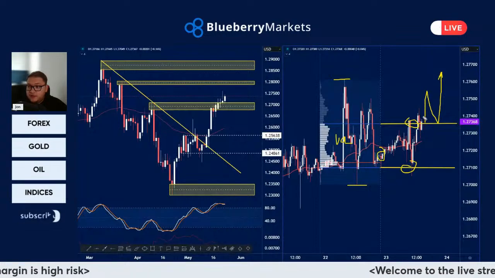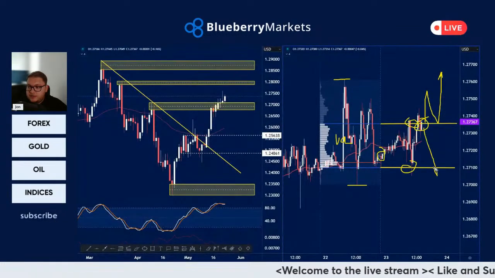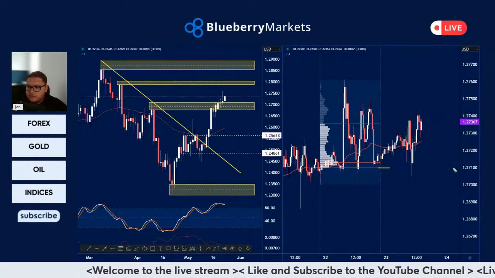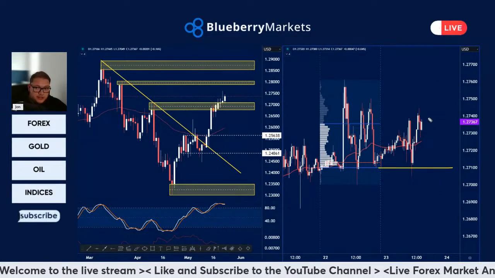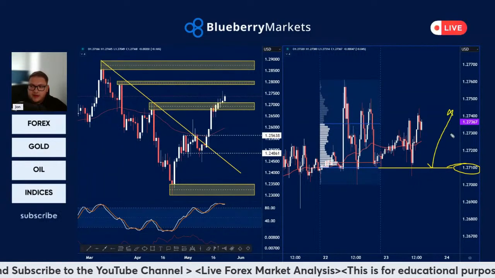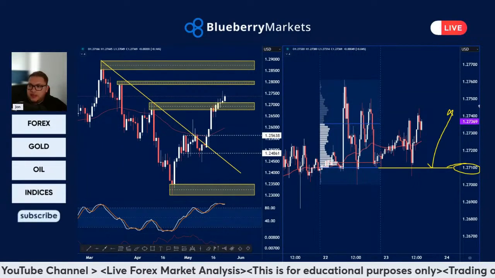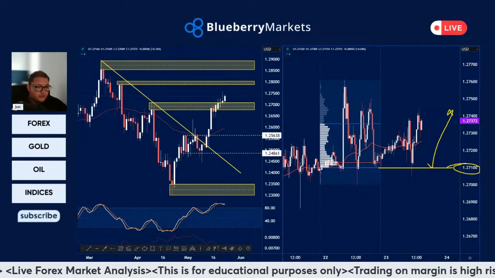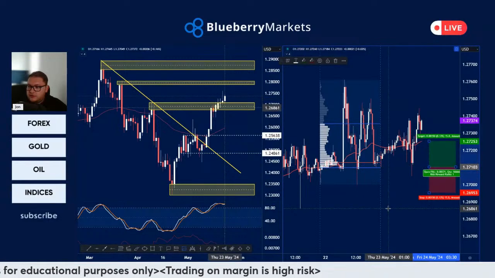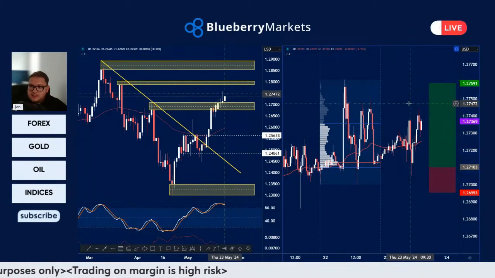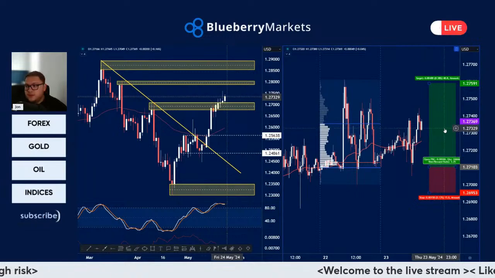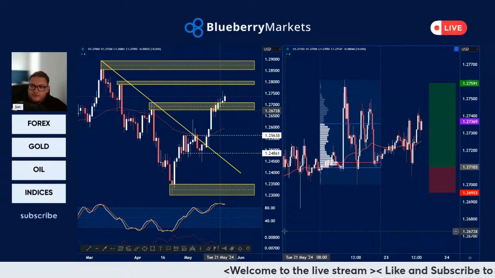Ideally as well, if we do get another rejection here and price comes back down towards 127.10, I see that as good value for opportunities to the upside still. So if we can hold above 127.10, I still favour that upside on cable. This would give us a better risk reward ratio, because we would be able to have longs in around that level and still target those inside highs through here. We don't really have that at the moment.